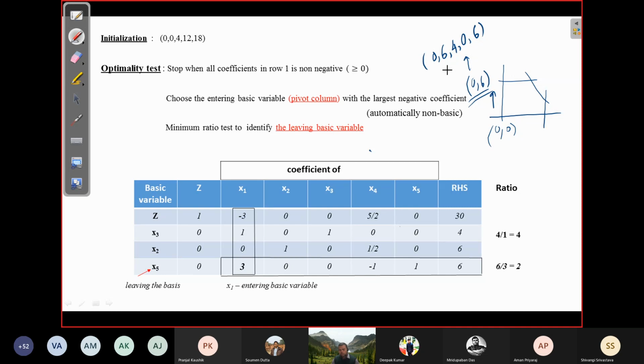Now we are at this point, right? I have this table. Now I want you to perform the next iteration using the same principle of choosing the entering variable, choosing the leaving basic variable and generating the next table. Can you do it on your own? Basically, in the graph from this point, I'll move in this direction and I'll get this point 2 6, right? So just see if you apply the next iteration on this table, whether you are getting this point or not.